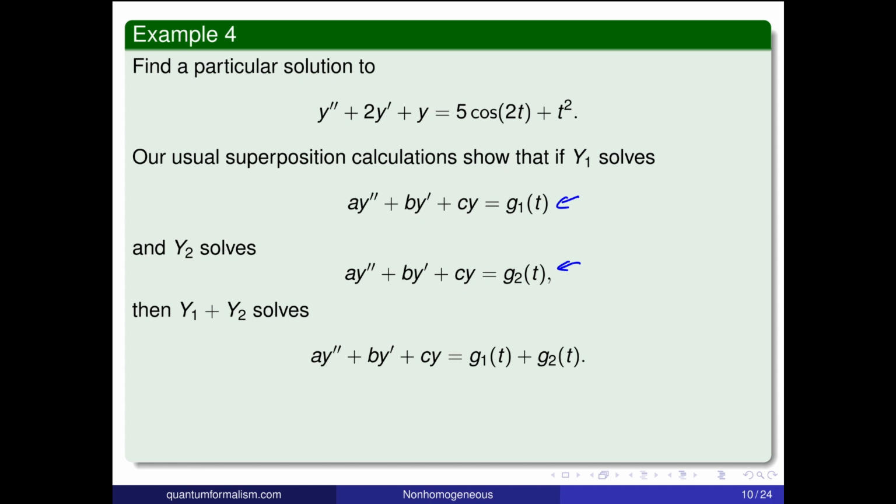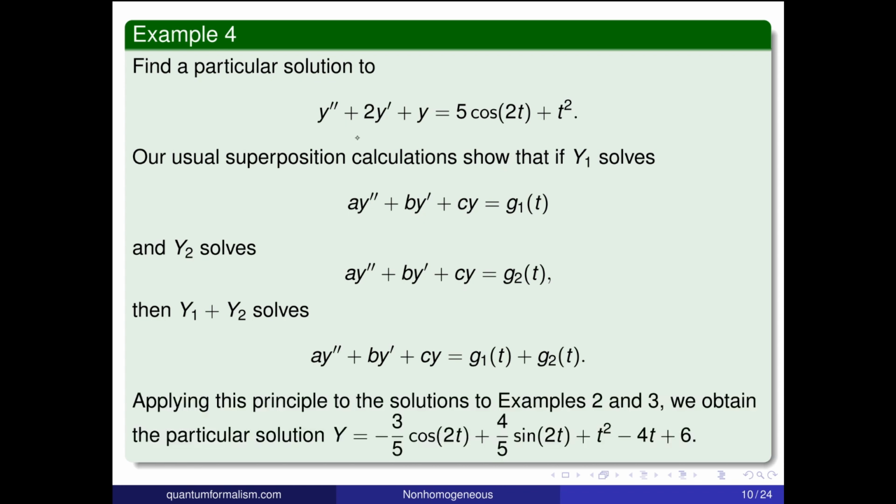So the particular solution to example 2 was minus 3/5 cosine of 2t plus 4/5 sine of 2t. And then the particular solution to example 3 was t squared minus 4t plus 6. Add those two together, and we'll get a particular solution to this new differential equation, where the right-hand sides have been added together.